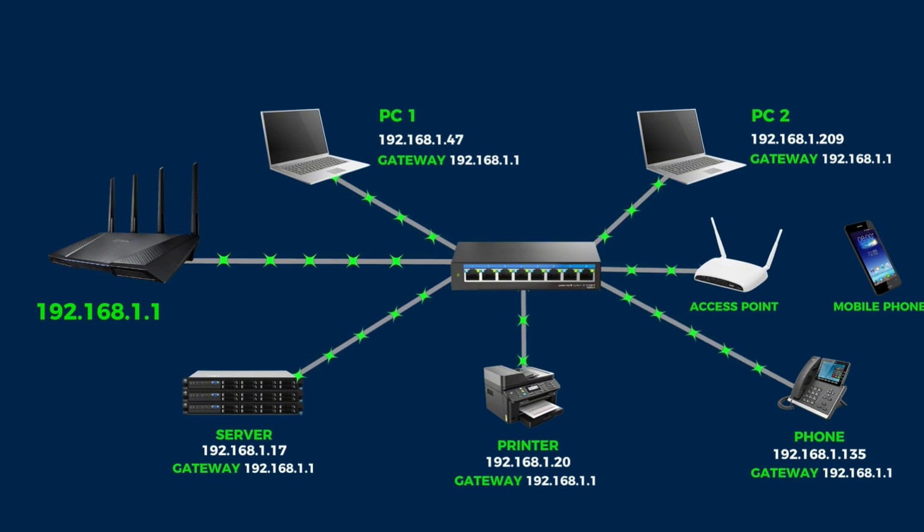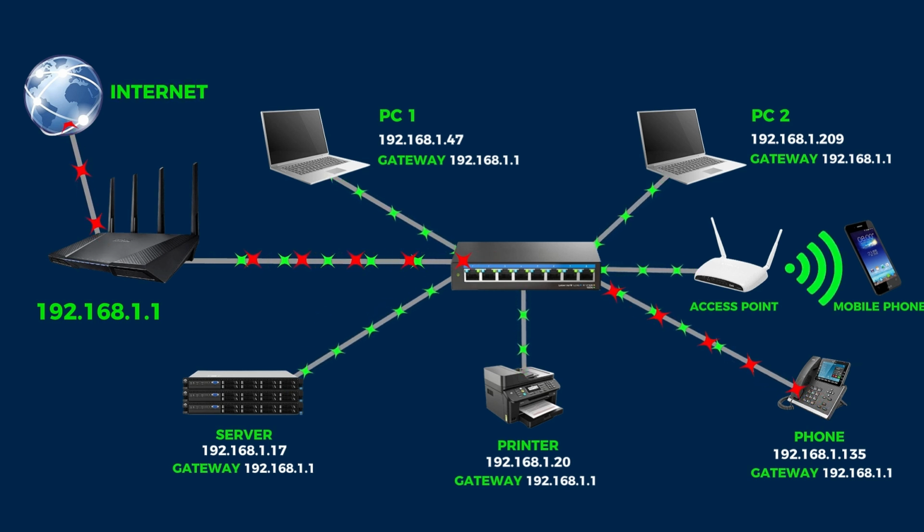So what happens is anytime I need to connect to a device that's on a different network, that data gets passed through the switch and up to the router, and then it routes on to the internet. So for now, we just want to think of a switch as connecting different devices on the same network to each other, and a router connecting different networks to each other.